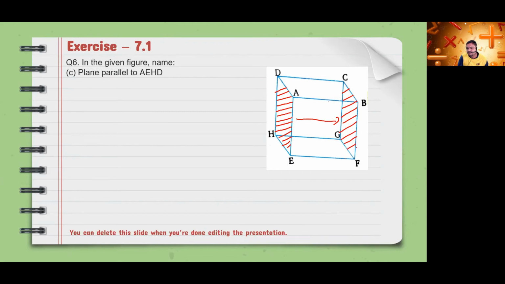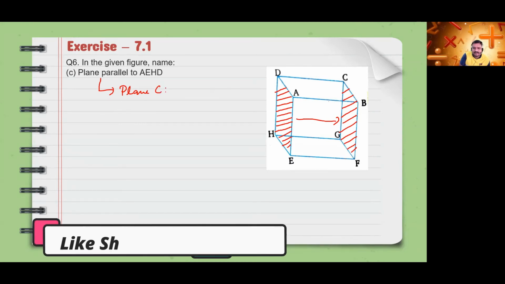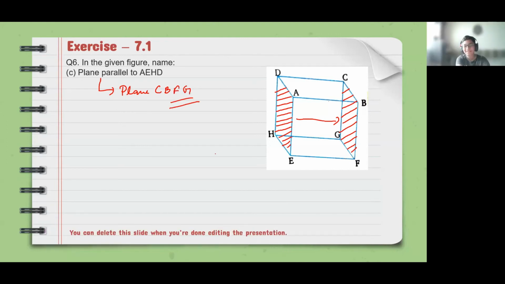Okay, so the plane parallel to AEHD is plane CBGF. CBFG. It will be CBFG. Sorry, FG.